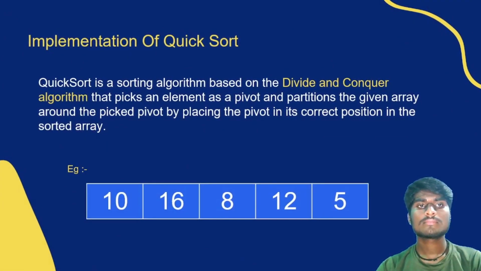Implementation of quicksort. Quicksort is a sorting algorithm based on the divide and conquer approach that picks an element as a pivot and partitions the given array around the picked pivot by placing the pivot in its correct position in the sorted array. Here we have taken the example 10, 16, 8, 12 and 5. Let us sort it using quicksort. Come, let us solve this problem.